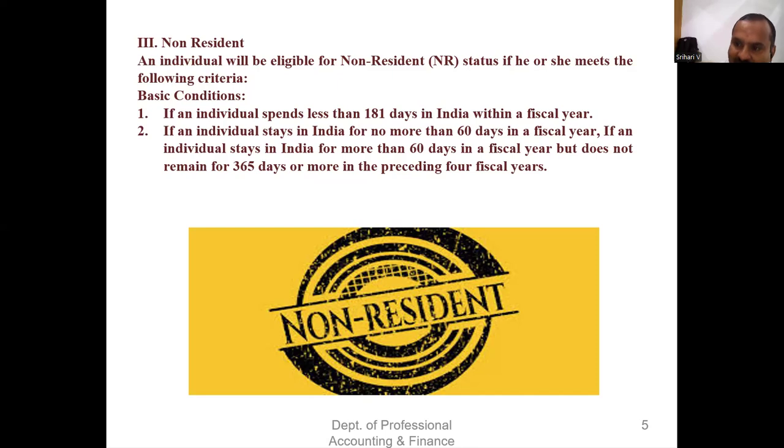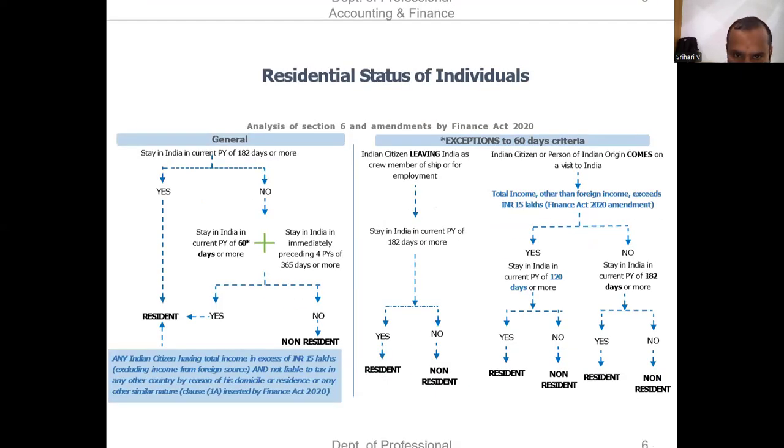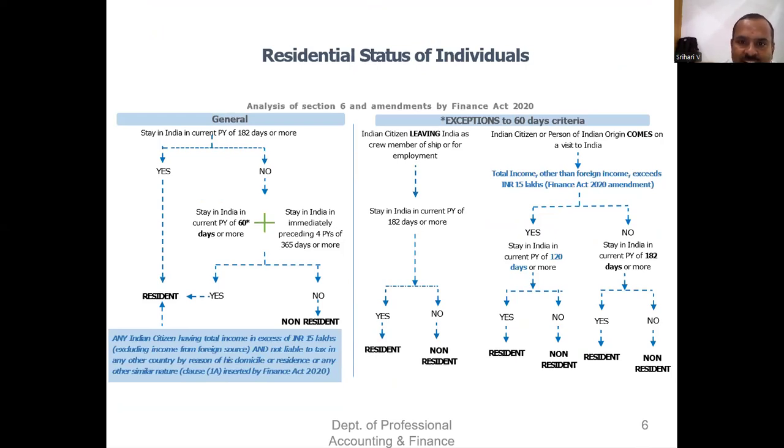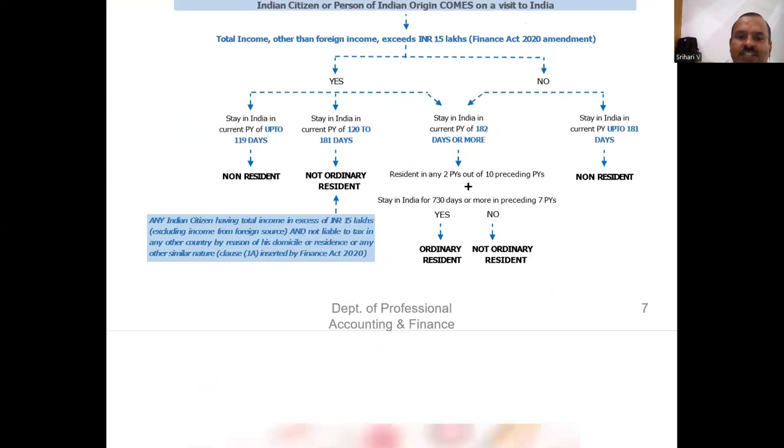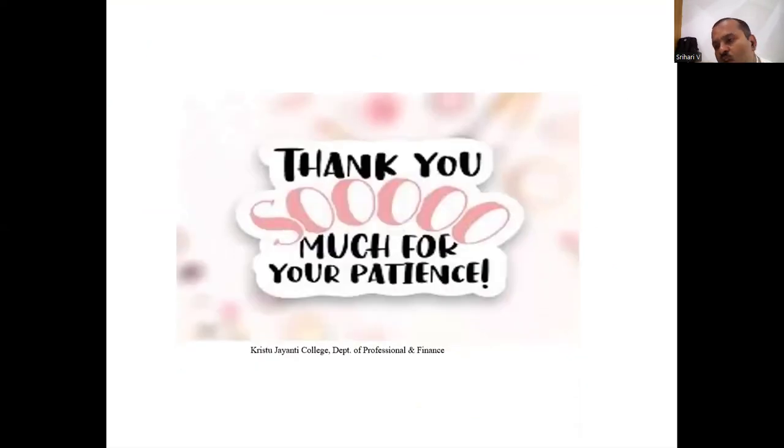For income tax calculation, this is the residential status of an individual. We have explained, and we can make out from this chart, this is the residential status of an individual. Then any doubts, clarification, please.